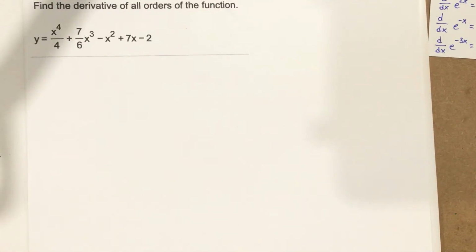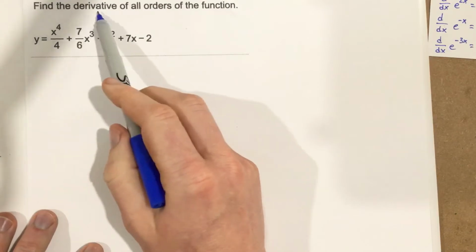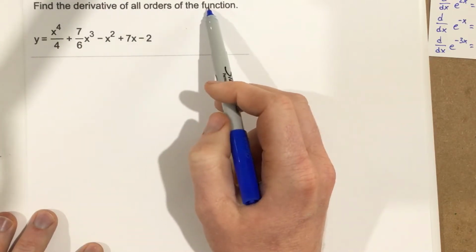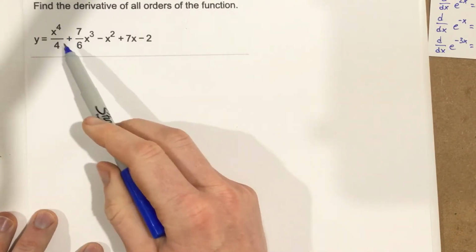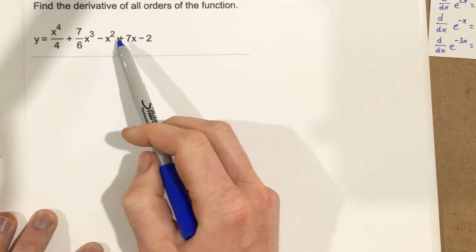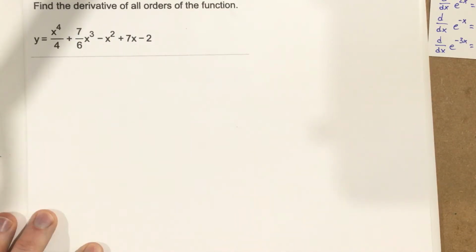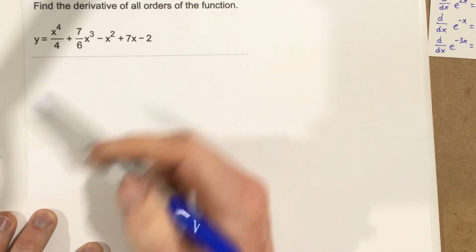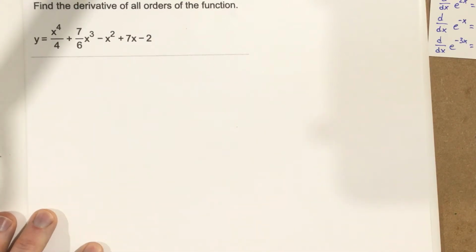This is problem number 12 for section 3.3. In this problem it says, find the derivative of all orders of the function. So what they want us to do is take the derivative of this until we end up with 0. That's our goal, to take the derivative until we end up with 0. We have a fourth degree power, so we at least need to take the derivative 4 times.